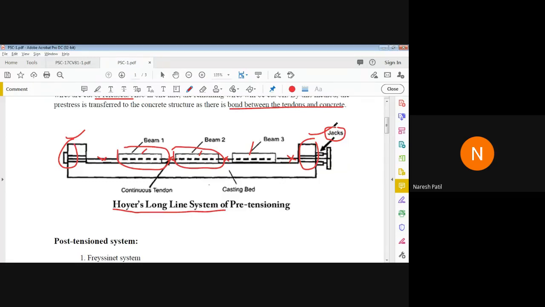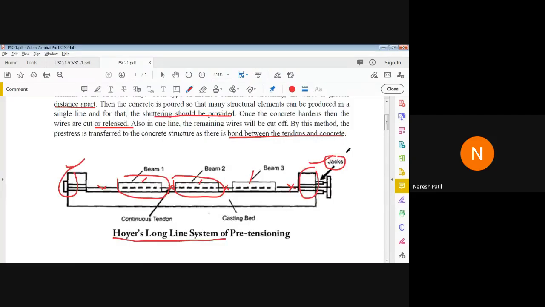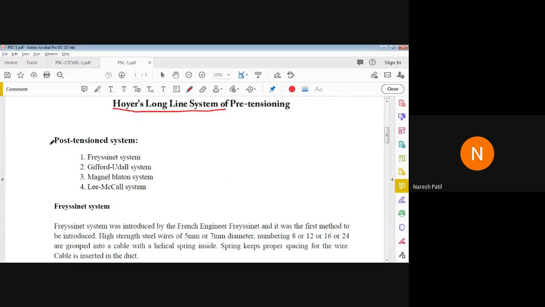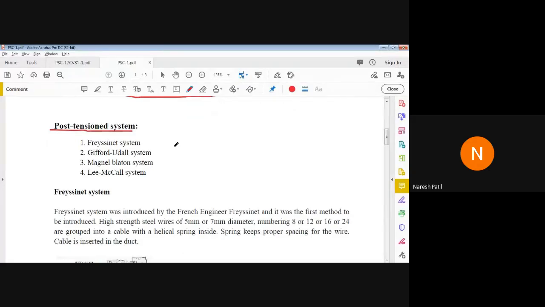Okay, so only a brief discussion you have to give, and you have to draw the sketch. Okay, now we'll move on to the post-tension system. After pre-tension, next is the post-tension system. In post-tension, we have four types of systems, again four types of classification: Freyssinet, Gifford-Udall, Magnel-Blaton and Lee-McCall.